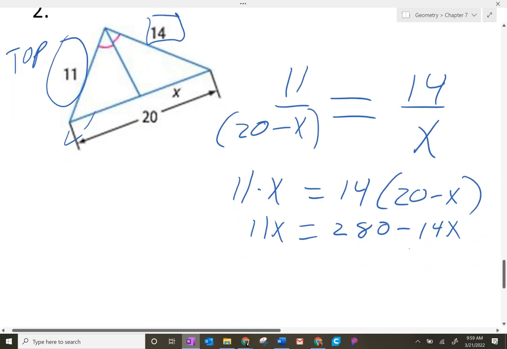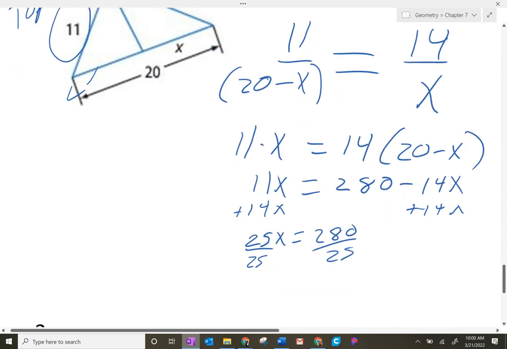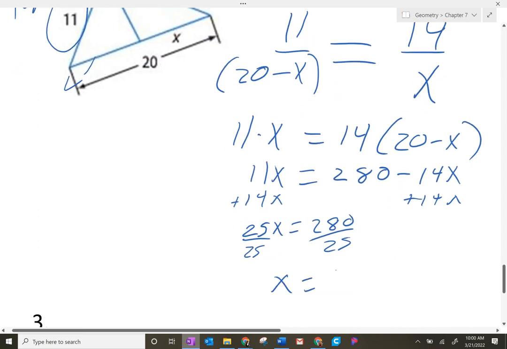Okay, I'm going to try to get these things on the sides all by themselves. So plus 14x to both sides. Plus 14x. That gives me, I can't write today, 25x equals 280. So I'm going to divide both sides by 25. 11.2. Perfect. x equals 11.2.